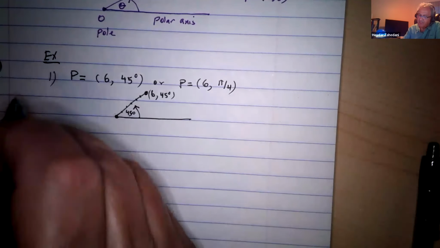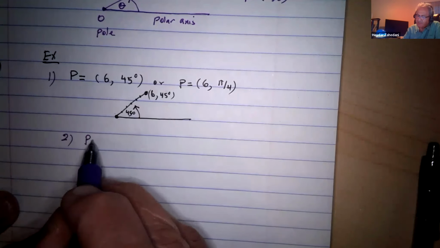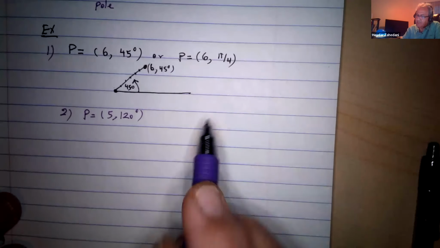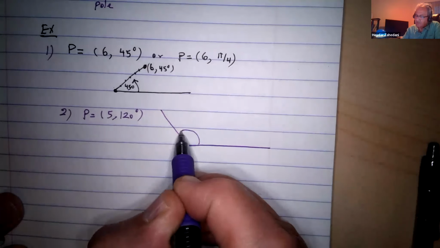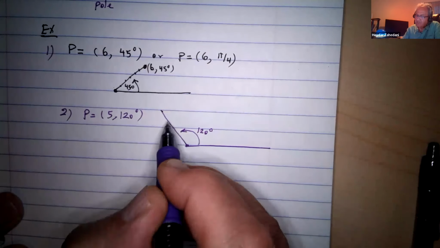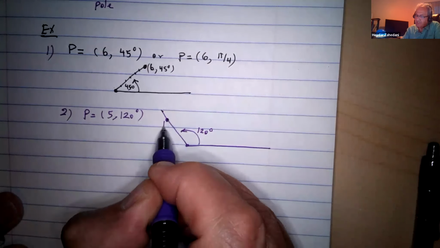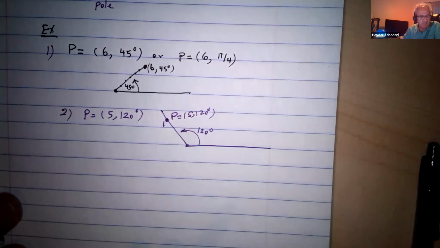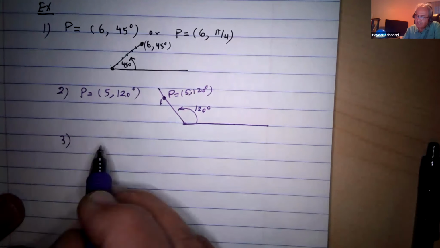Call this one number 1. And number 2, the point P would be represented by 5 and 120 degrees. The same thing. Get the 120 degrees, and you pick the R here, 5 units. So this point P would be represented by 5 and 120 degrees. So, different formats, you can go around the circle.